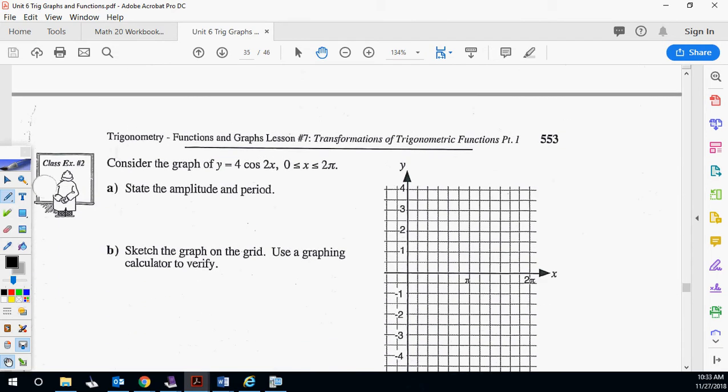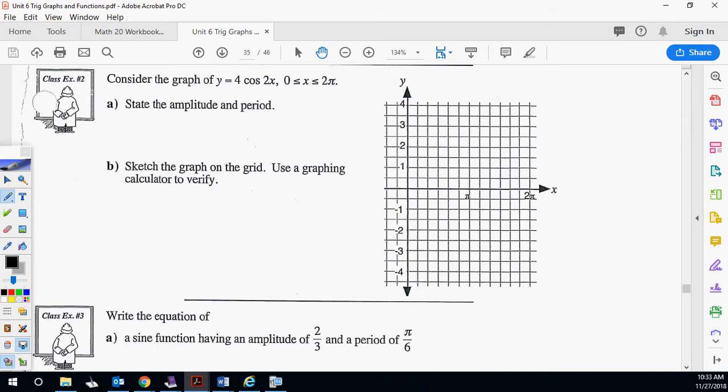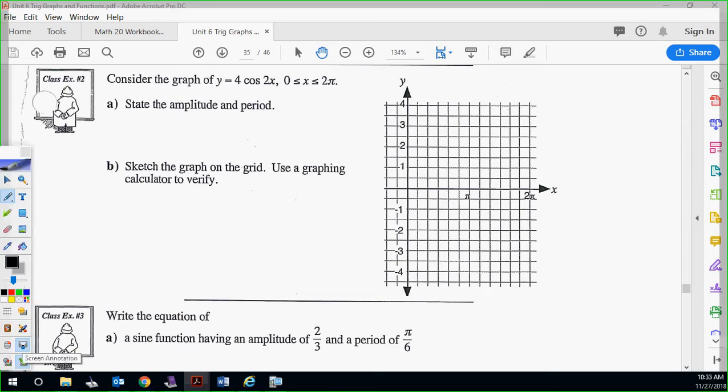All right, let's do some examples here. Consider the graph of 4 cos 2x. State the amplitude and the period. We're going to state the amplitude and period, and I'll have you guys sketch it, and I'll come around and take a look. So state the amplitude and period.